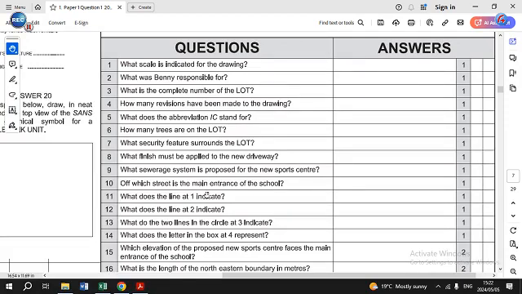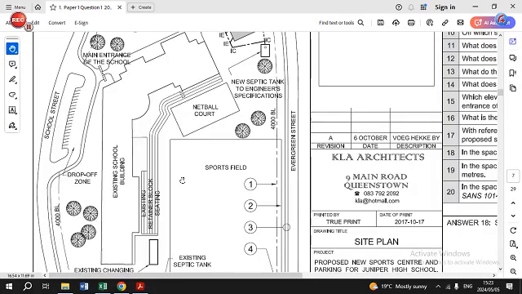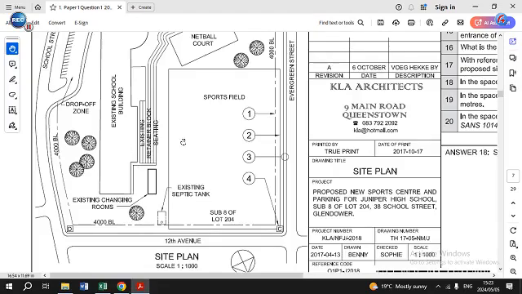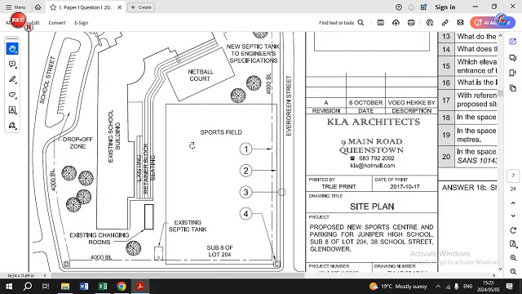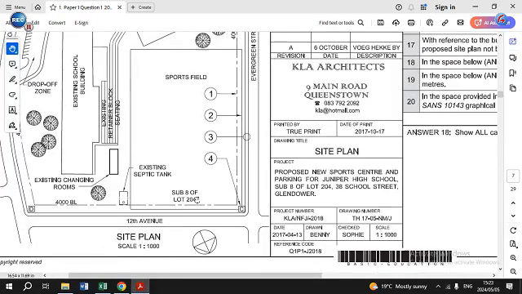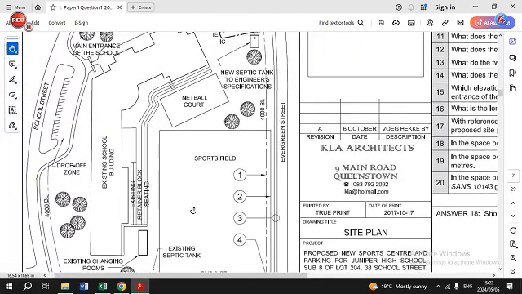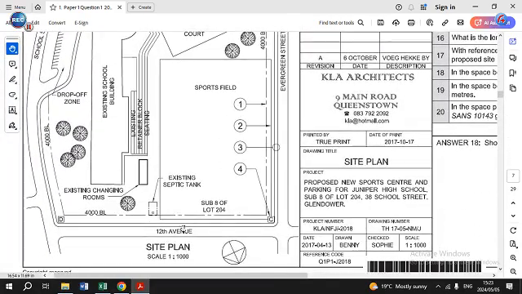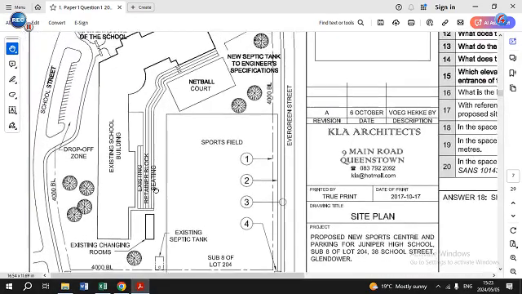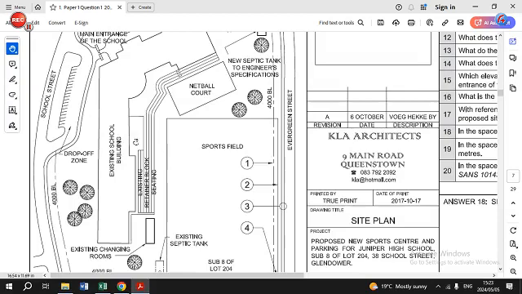Question number 3, what is the complete number of the lot? So a synonym for lot is either a stand, which includes everything that you will see here of the sports center and the school, and it can either be referred to as a lot or stand or erf or plot. And in this case, the answer to that would be sub 8 of lot 204. Sub 8 of lot 204, and that includes everything in this perimeter or in the boundary line that you will see encompassing the school and the sports center.